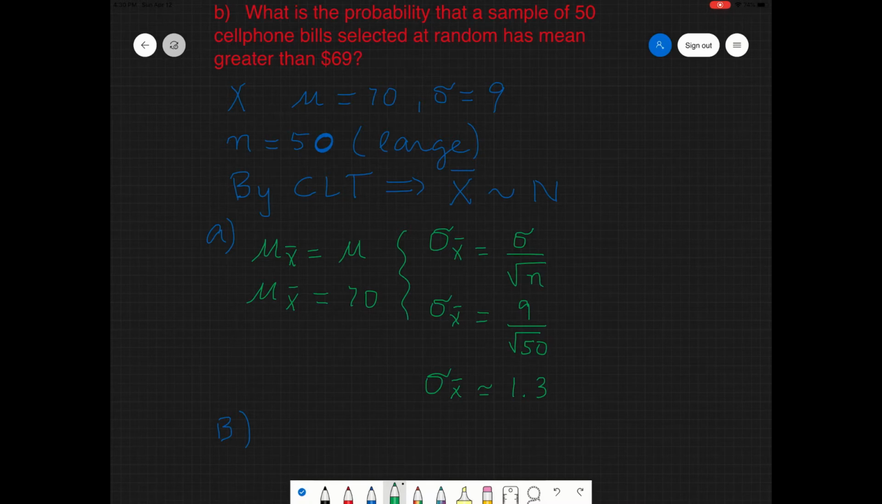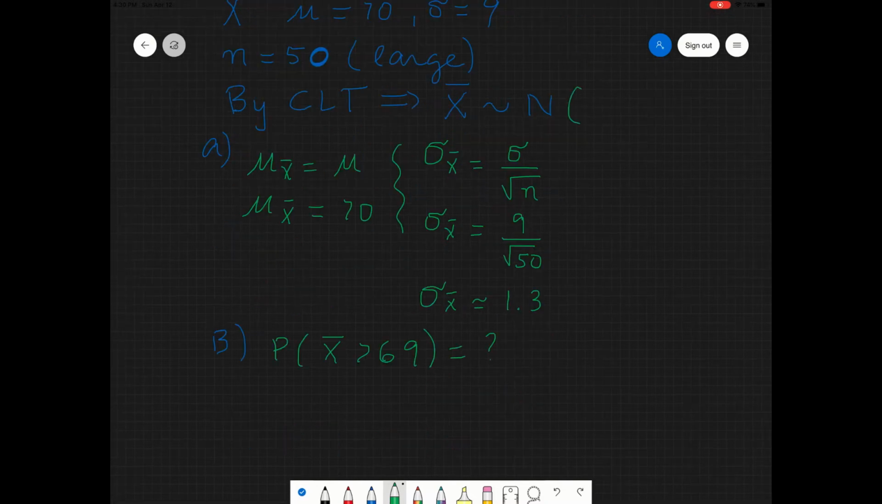To find the probability that a sample of 50 cell phone bills selected at random has a mean greater than 69, we're trying to find the probability that the x-bar value, meaning the mean of the sample, is greater than 69. Since the sampling distribution is normal with a mean of 70 and a standard deviation of 1.3, we can convert the x-bar distribution to z-scores, meaning we work with the standard normal distribution instead. So the probability that x-bar is greater than 69 is the same as the probability that the z-score is greater than (69 minus 70), the mean of the x-bar distribution, divided by the standard deviation of the x-bar distribution.